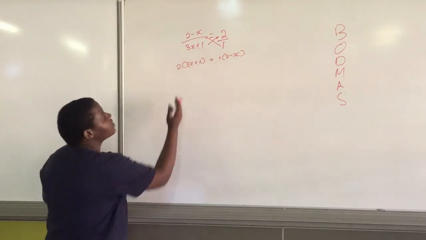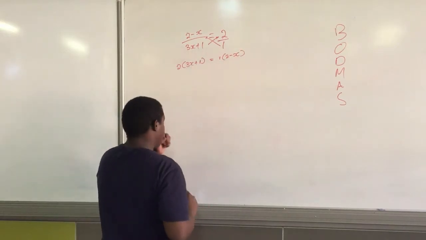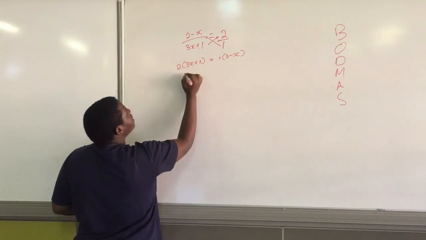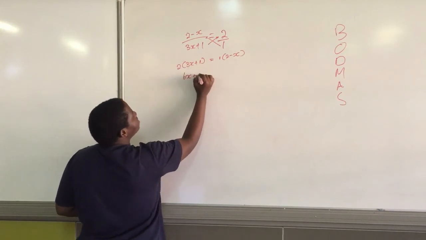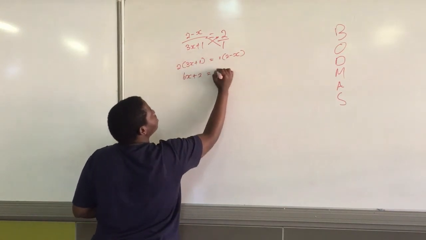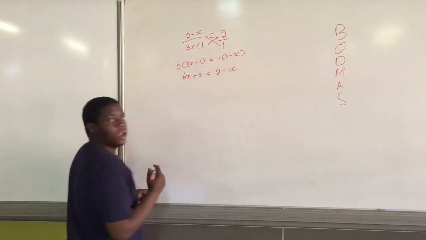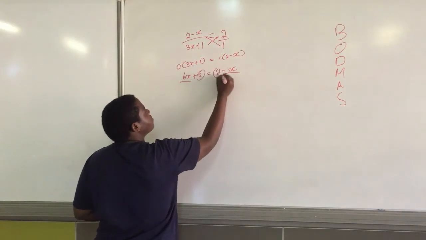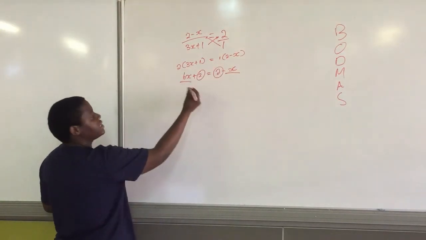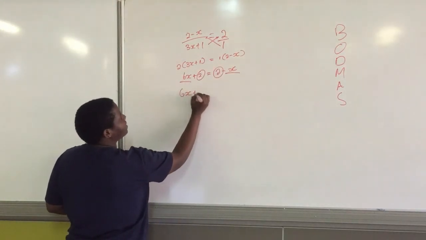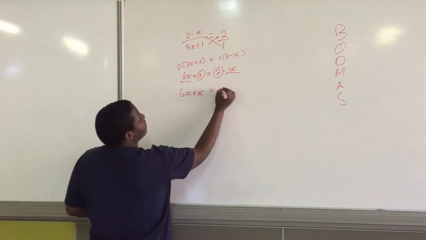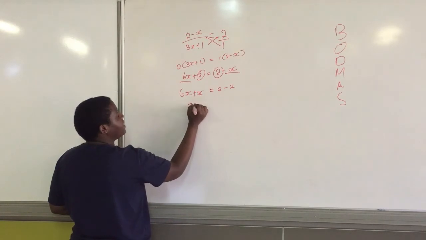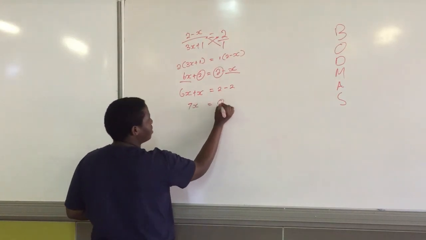So now we have our standard linear equation. We can solve, we can expand our brackets. This will be 6x plus 2 is equal to 2 minus x. Remember what we do next? Our like terms. So we take our 6, we add it with x, and we have our 2 minus 2. And thus here we'll have 7x is equal to 0.